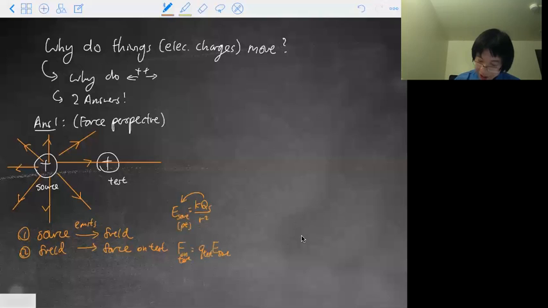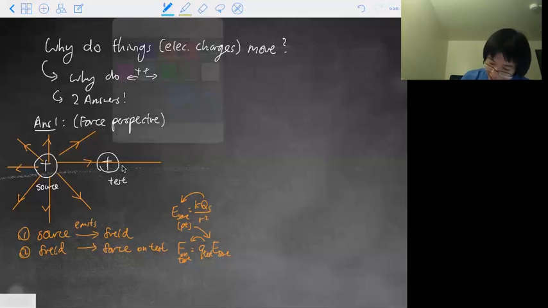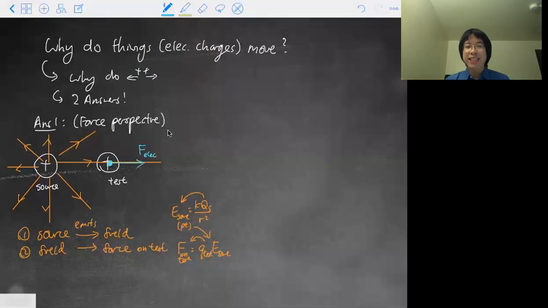So this is the logic, right? This creates this, and then this exerts a force on this. So this guy experiences a force to the right, an electric force to the right. Where does this force come from? It's because this test charge is in contact with the field. It's not in contact with the source, so it's not a contact force per se. It's in contact with this imaginary object called a field.